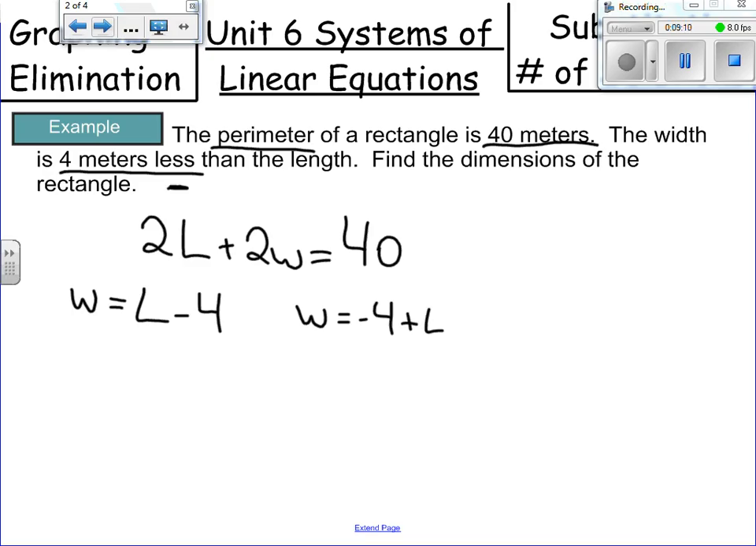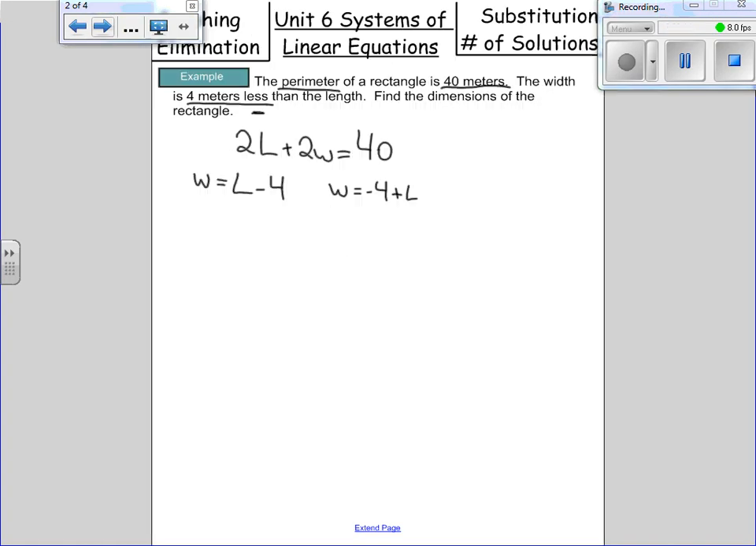Okay, we're going to solve it the same way. We're going to use substitution. We already have w isolated. So we're going to take all of this, plug it in there. We have 2L plus 2 times L minus 4 is equal to 40.